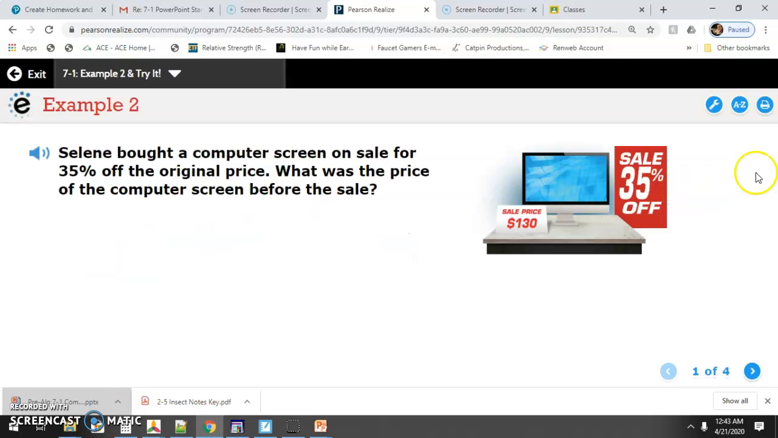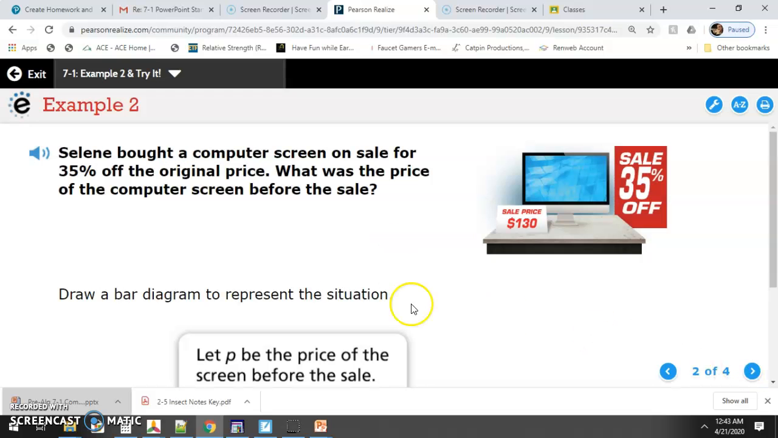All right, let's look at example dos here. Two, for those that don't speak Spanish. Celine bought a computer screen on sale for 35% off the original price. What was the price of the computer screen before the sale? We know the sale price is $130, and it's 35% off the original price. What I would do if I had a problem like this is first state the original price, since we're looking for that. We're going to call that our variable. They called it P. P is the price of the screen before the sale.